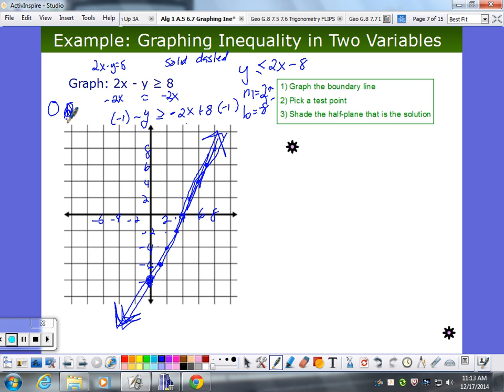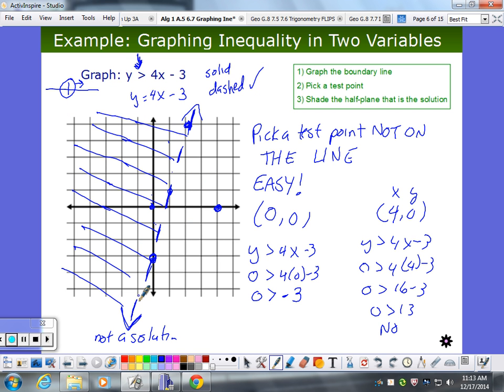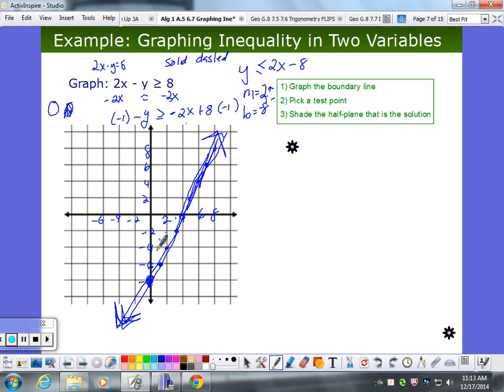Sometimes it's a dash line, meaning when it's dashed like here, these values on the line are not part of the solution. When it's solid, yes, these points on the line are the solution, because when you plug it in, you're going to get a true statement because of that equal.